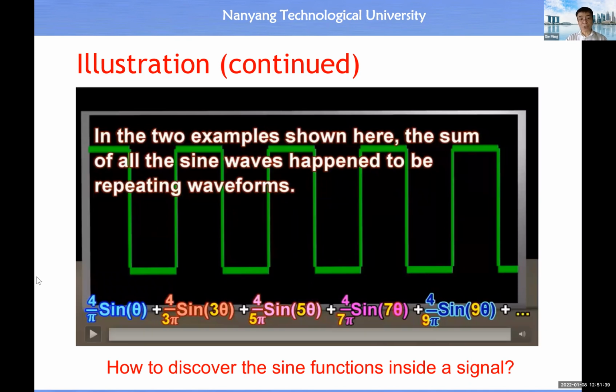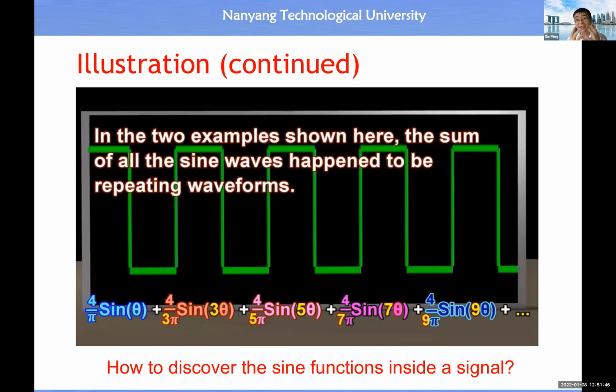All right. So then the question should be reversed. Given any signal, which is the sum of a finite or infinite number of sine functions, how do we discover all these individual sine functions? That should be the challenge. The good news is to apply the Fourier transform.